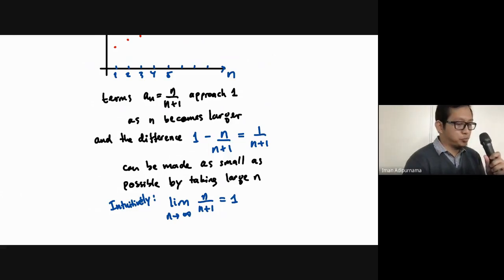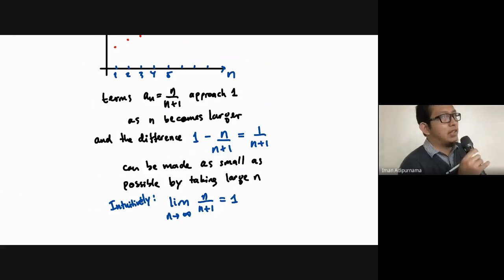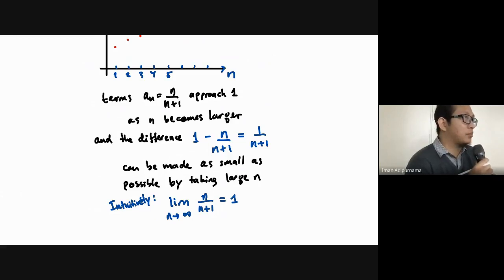As you learned before in calculus 1, limit means it's not the exact value. It's closer to something. So the sequence is actually never reaching the value of 1, right? But it's really, really close to 1. That is the limit.